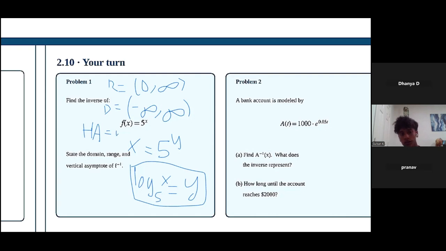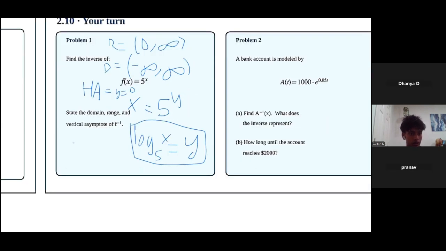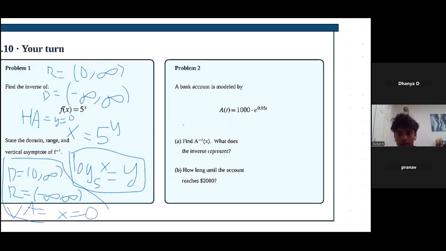And our inverse function is just the opposite of all of these. So domain equals 0 to infinity, range equals negative infinity to infinity, and vertical asymptote x equals 0. We just swapped the x's and y's for all of it, and solved it just like that.